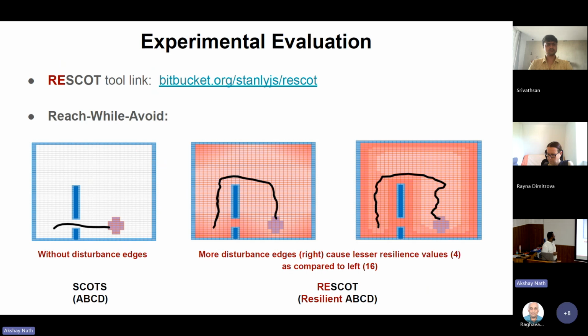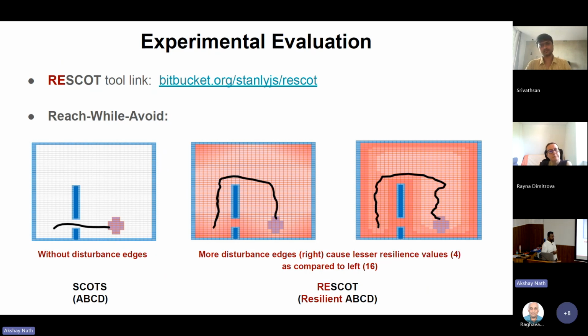So if you observe, without disturbance edges, this entire white region is winning, in the sense that from here I could play a move that could reach me to the target region and I'm still fine. And similarly, I could take the larger path. Both are fine in the regular setting, which is solved. There's a tool called Scots that solves it using the abstraction-based control design paradigm.